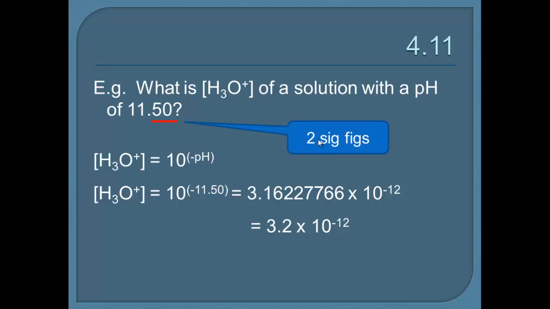Recall that if we look at the pH value we were given, only the 5 and 0 are significant. 2 sig figs. So that means our answer should have 2 sig figs.